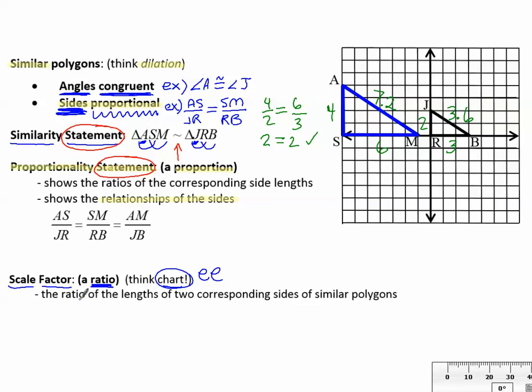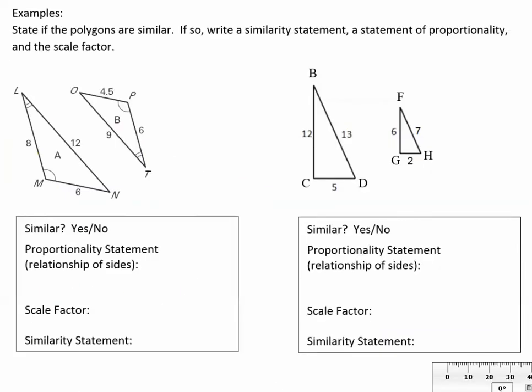The scale factor is the ratio of the lengths of two corresponding sides of similar polygons. So in this case, 4 over 2 simplified down to 2 over 1, so 2 over 1 is the scale factor of those similar triangles. Let's take a look at some examples. State if the polygons are similar. If so, write a similarity statement, a proportionality statement, and the scale factor.